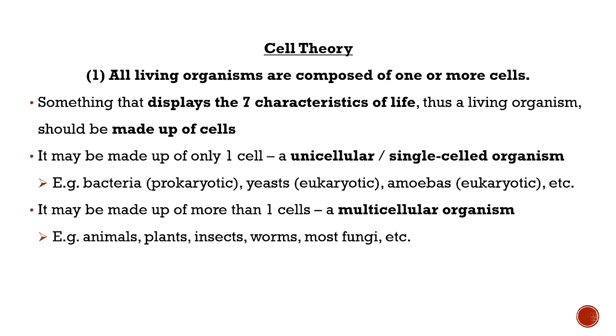So again, if you see something that you consider alive based on the characteristics of life, then the assumption is this living organism should be made up of cells. So if you find something that you consider alive but is not made up of cells, then that's where the cell theory is wrong. But so far it is still standing. So it's still correct. Okay, now move on to principle 2.